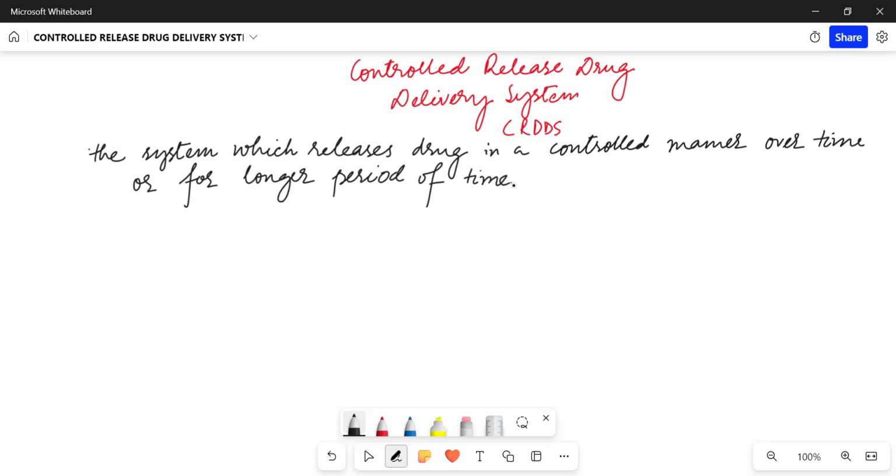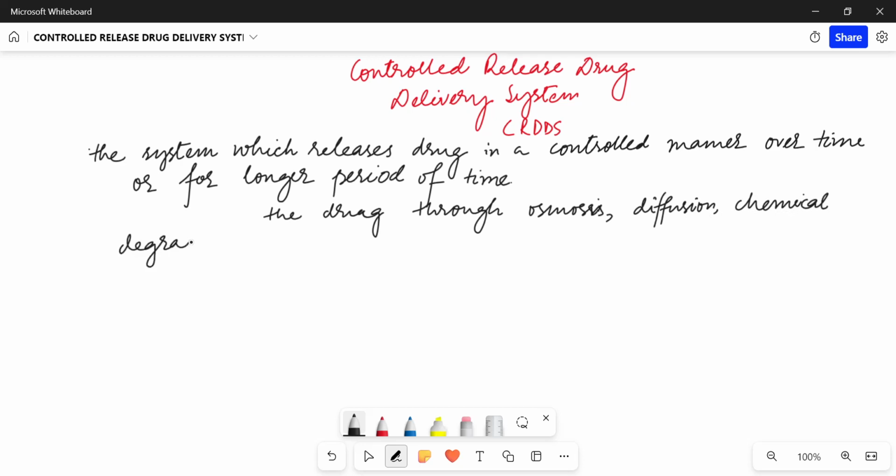Okay. This control release drug delivery system actually acts through the release of drug by diffusion, osmosis, chemical degradation, swelling and dissolution, etc. So the drug is released through osmosis, diffusion, chemical degradation, swelling or dissolution, etc.